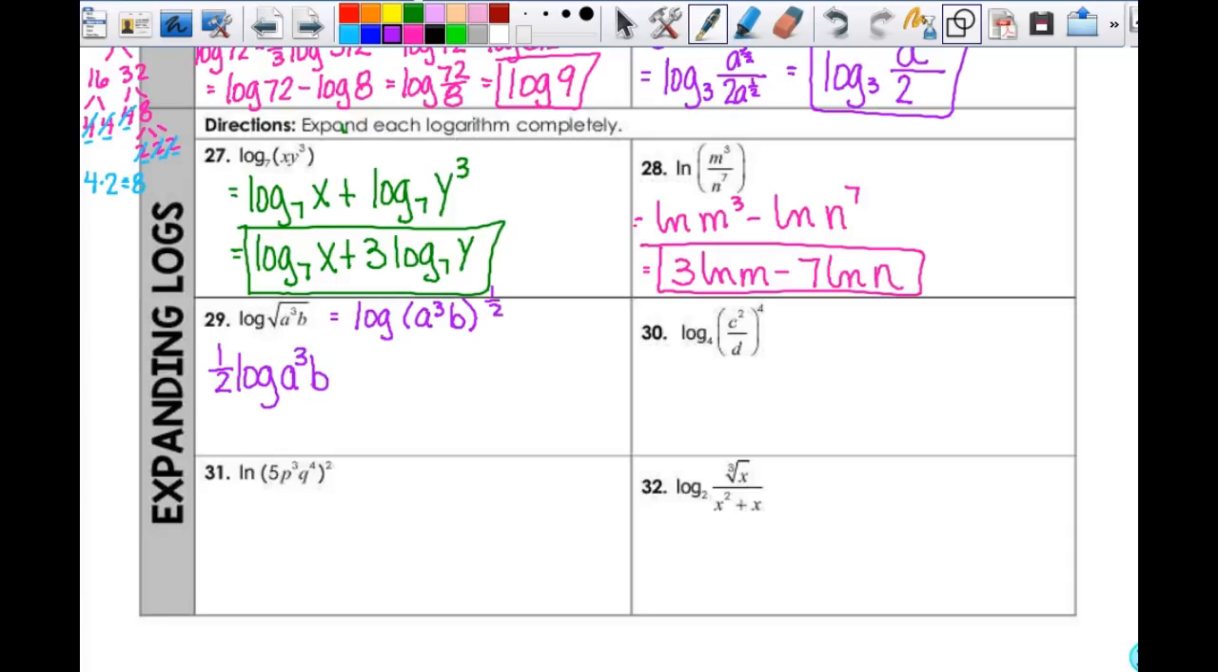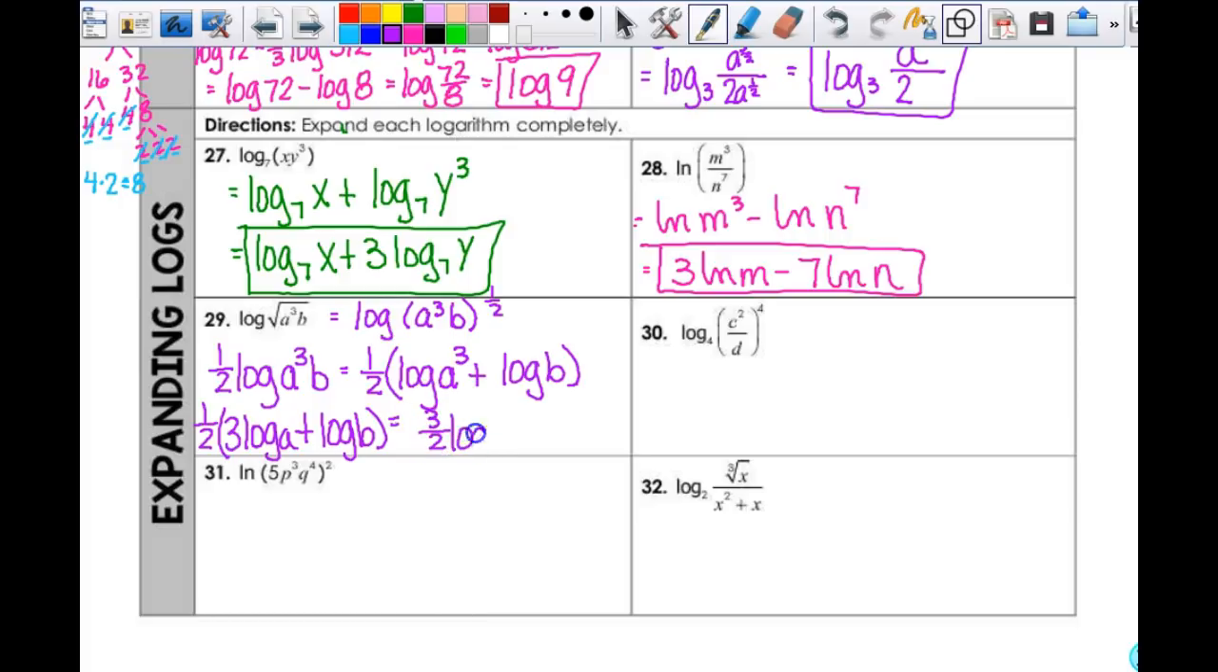Then I'm going to separate these two things in here. It's going to give me 1/2, now that 1/2 is being multiplied by this whole thing, log of a cubed plus log of b. And then the 3 can come out to the front, so I get 1/2 times 3 times the log of a plus log of b. Then I distribute, and I'm going to get 3/2 times the log of a plus 1/2 times the log of b. And that's expanded as much as I can expand.